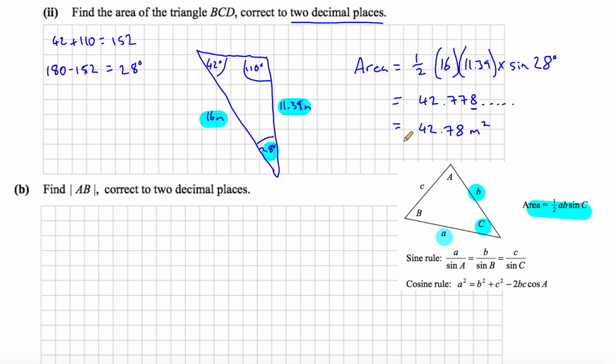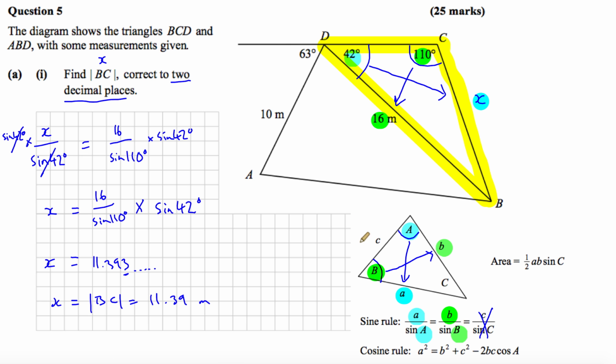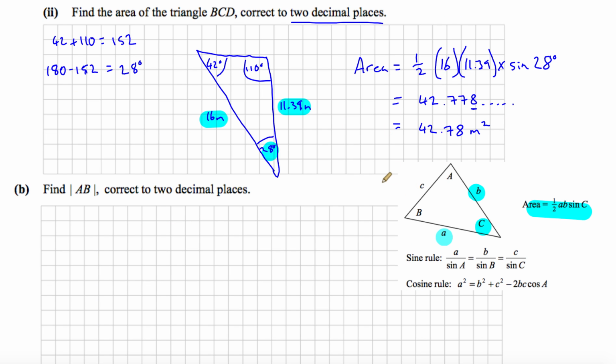So incidentally, when you're doing these calculations and the one previous, and this one here, you've got to make sure that your calculator is set to degrees, because you're putting the sine of 42 degrees in. So make sure there's a small d at the top of your calculator for these calculations.